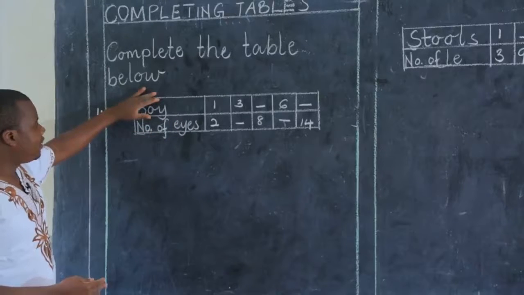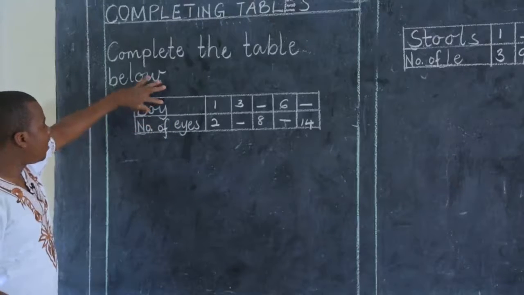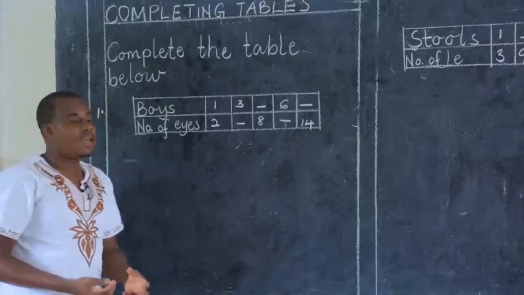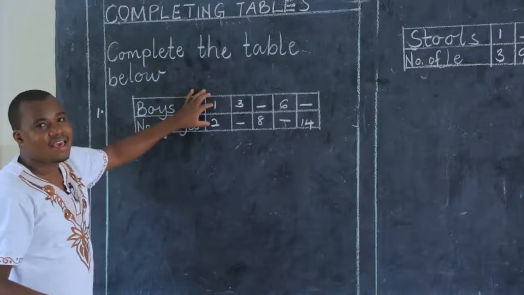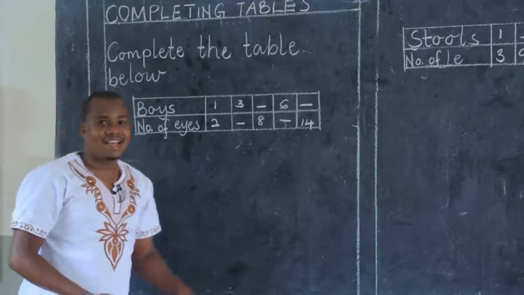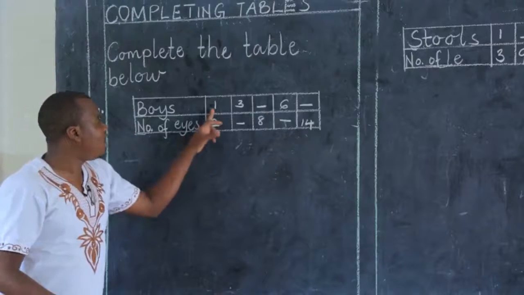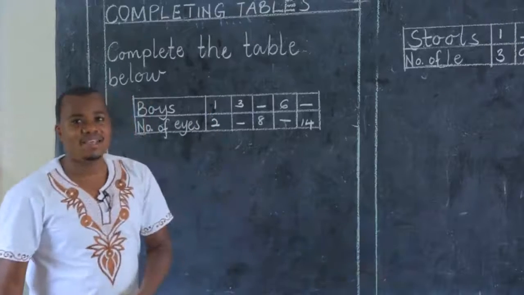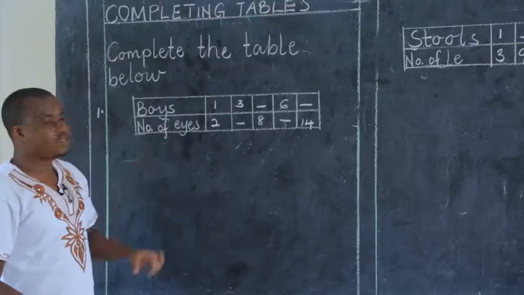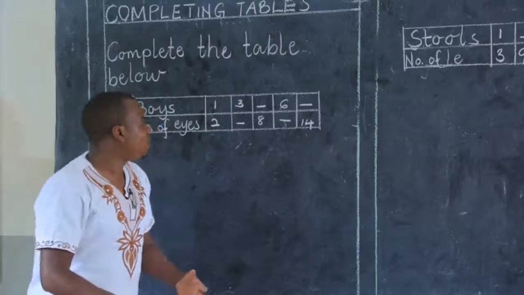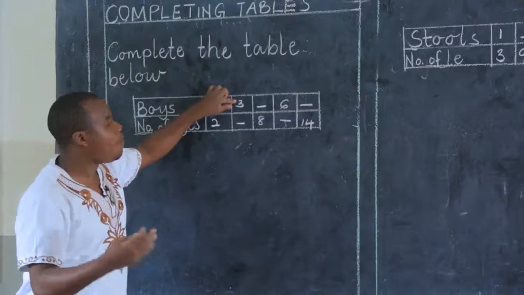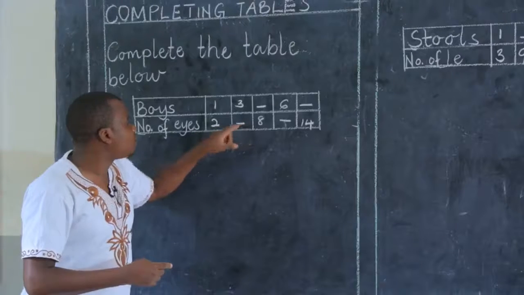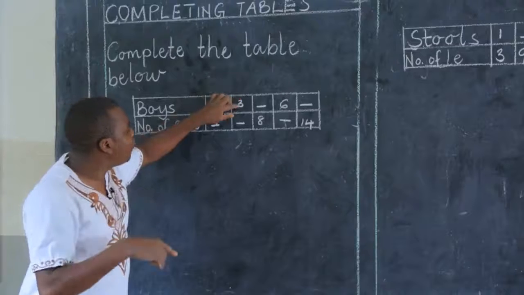When we look at the table, up we have boys, and down we have number of eyes. Now, the first part here is giving you the scale. One boy has 2 eyes. What about when there are 3 boys? So that's what we have to find out. How many eyes will they have? So this dash is calling for how many eyes the 3 boys have.